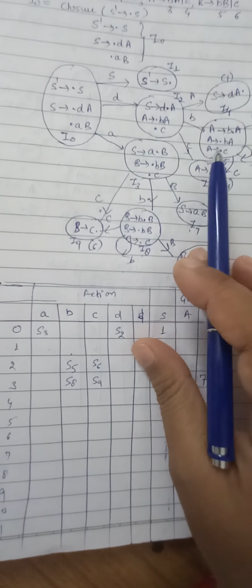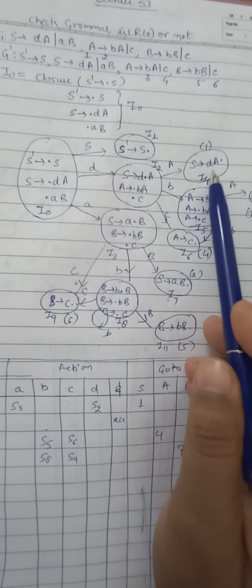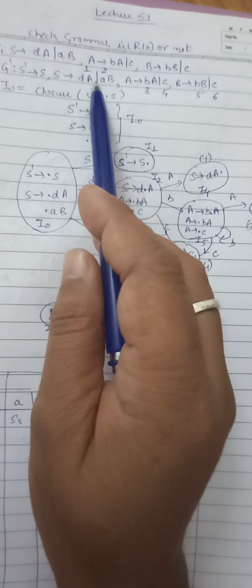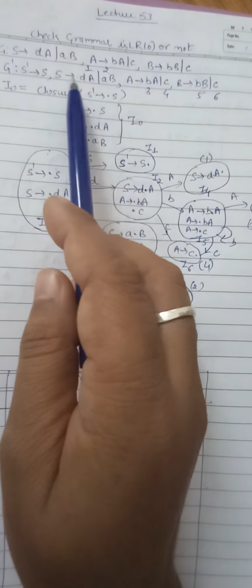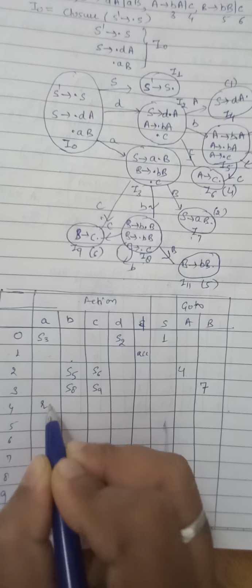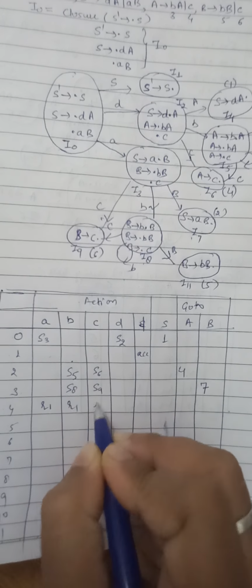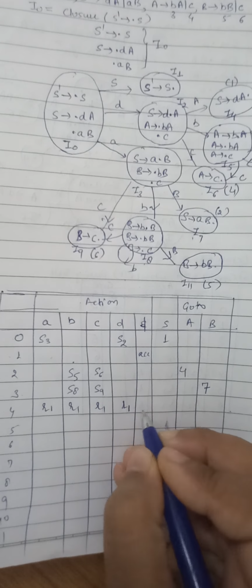Now for I4, one production is completed, we can see here. So we will write R1, because it is the first production and it is completed. So reduction R1 in all the entries.